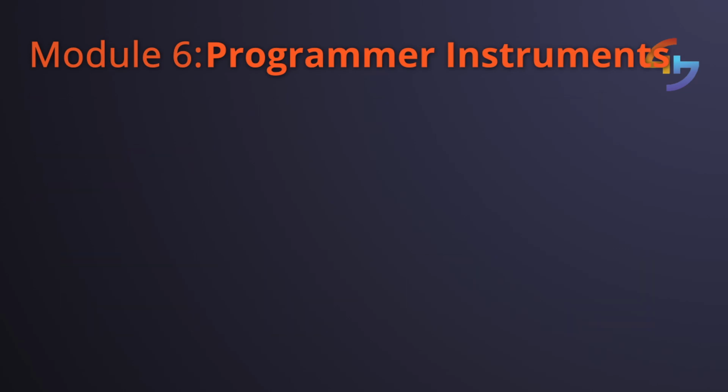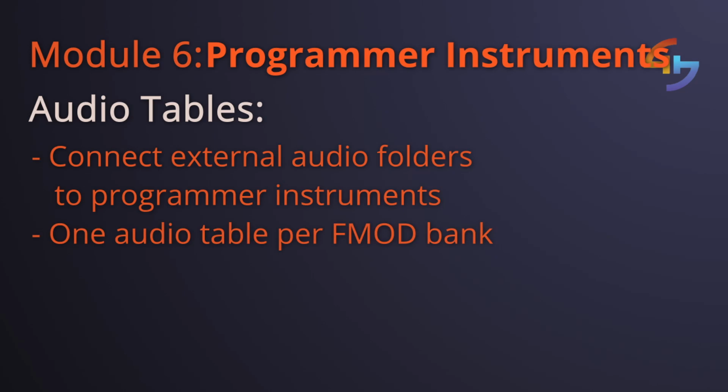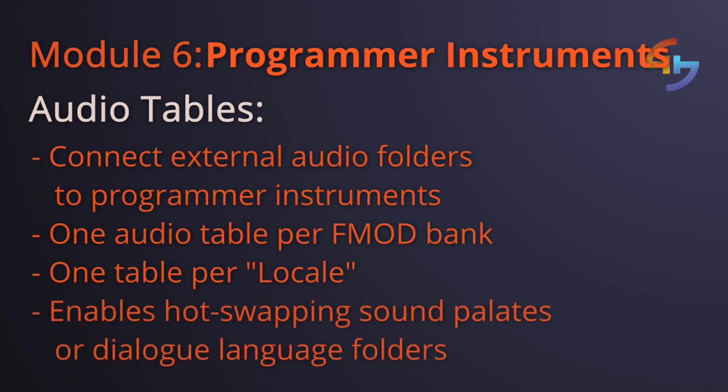Programmer instruments are assigned a file to play from something called an audio table. Audio tables are simply an organizational table of all of the files within a directory or folder. We can also assign a single programmer instrument a different audio table per bank, as well as a different audio table per language or locale. What this means is splitting our programmer instrument audio into multiple banks becomes a relatively trivial task to manage, but equally, if not more importantly, language localization also becomes incredibly easy.